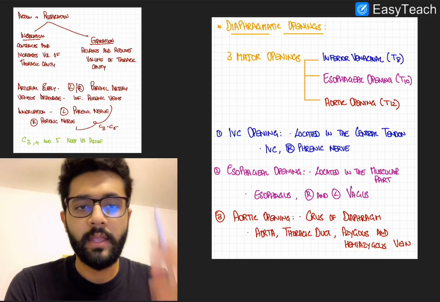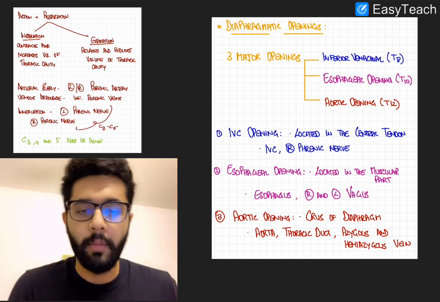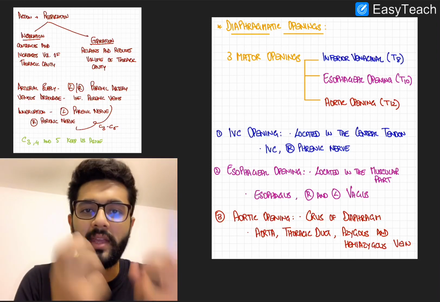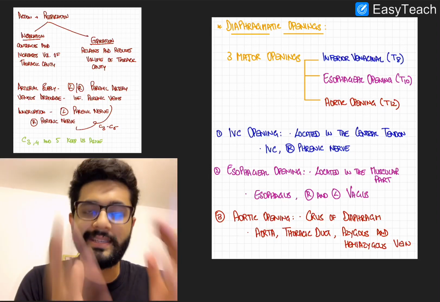Now we'll talk about the actions of the diaphragm. The main function of the diaphragm is respiration. Remember, the diaphragm is responsible for inspiration when it contracts. This is a very important point. The key muscle for inspiration is the diaphragm.